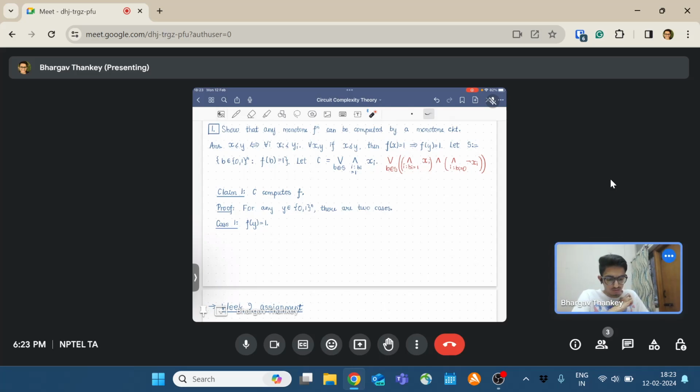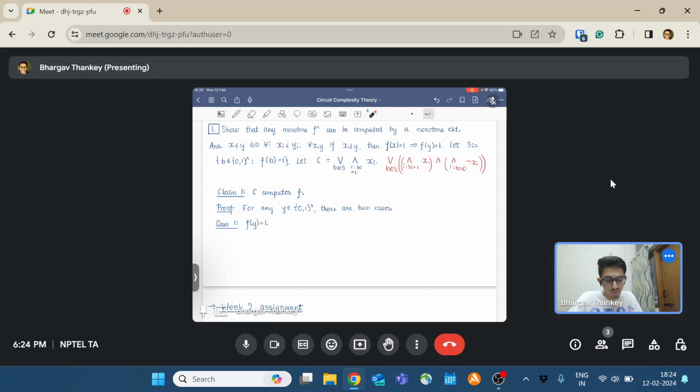So if you're convinced that this is the circuit that we discussed, now what I'm trying to prove is C computes F, and the way I'm doing it is to look at two cases. First, we'll look at all y for which f of y is 1. And then we'll look at all y's for which f of y is 0. And we'll show that in both cases, c of y would be 1 and 0 respectively. And that would mean that for all y, f and c are the same. And so C computes F, right?